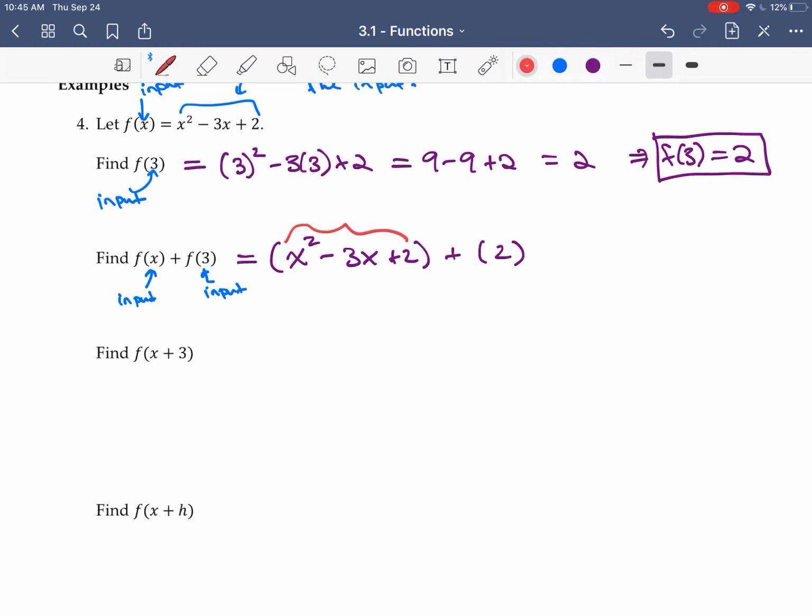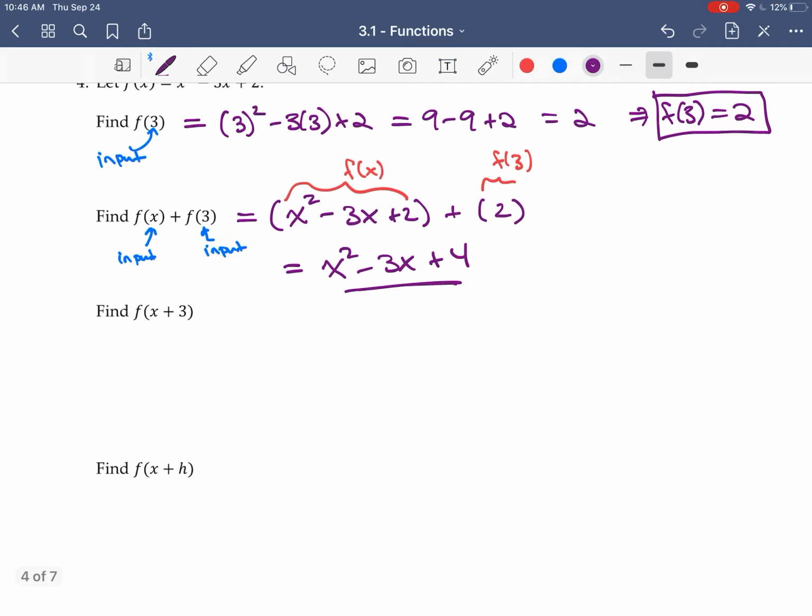So this part here is f of x, and then I want to add to it f of 3. Then I can just simplify this. So it's going to be x squared minus 3x plus 4. So that would be f of x plus f of 3.